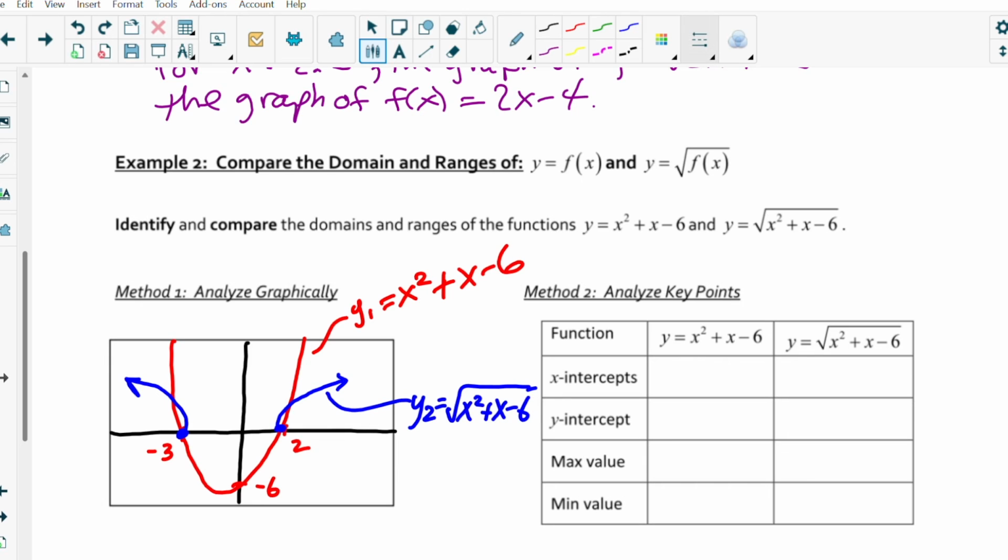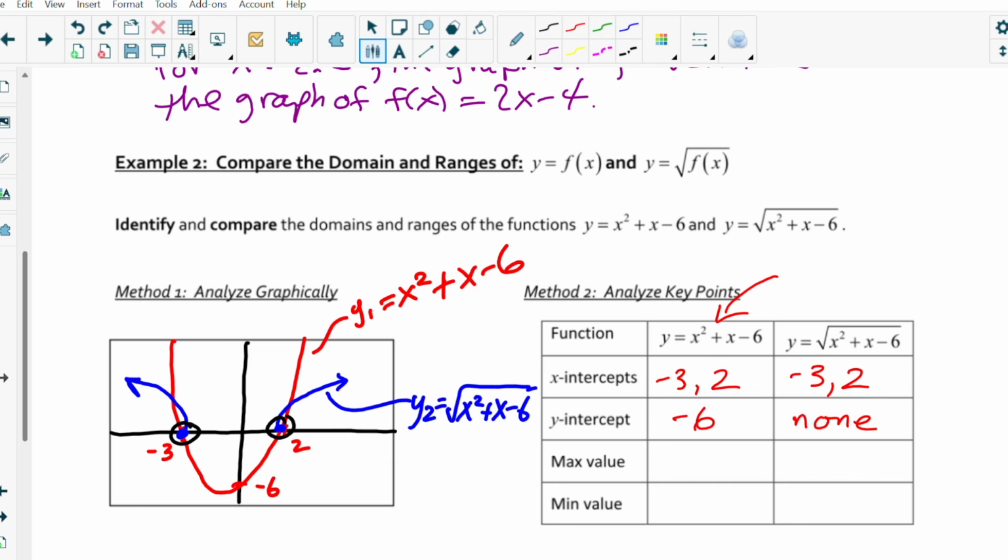Okay, let's do some comparisons here. For y equals x squared plus x minus 6, what are the x-intercepts? So if we factor that, solve for 0, I have -3 and +2. For the square root of the function, it's still -3 and +2. So right there. What's the y-intercept of the function without the square root? So -6. The y-intercept for the square root of the function, there is none.